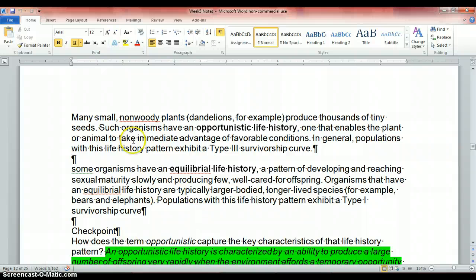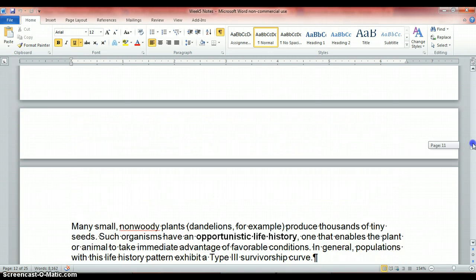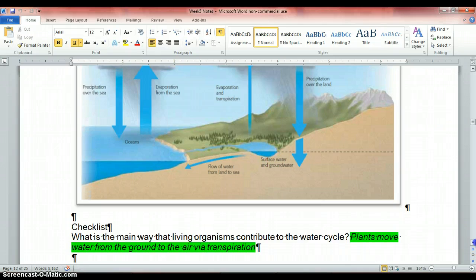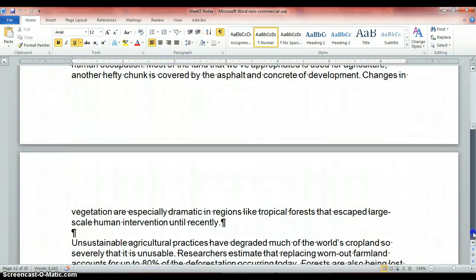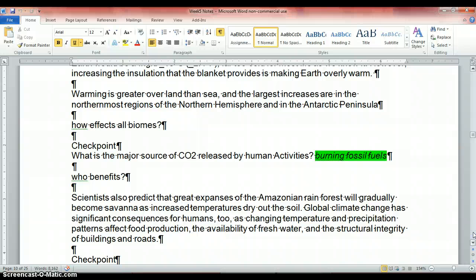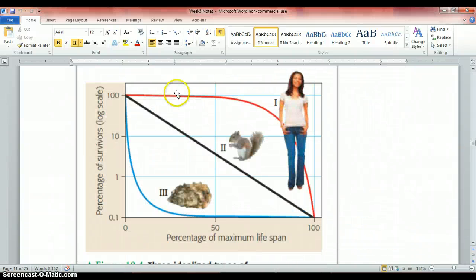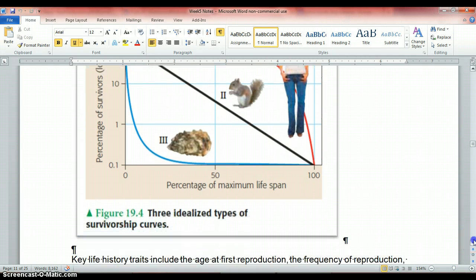Many non-woody plants like dandelions produce thousands of tiny seeds. This is a very opportunistic life history. It enables the plant or animal to take advantage of favorable conditions, and populations with this life history have the type 3 survivorship that we saw above. Lots of little babies, and then not everyone makes it to old age. Here's type 3. We're going to call this looking more like a J curve, though not really, because it goes the other way. Lots of little, not much old.